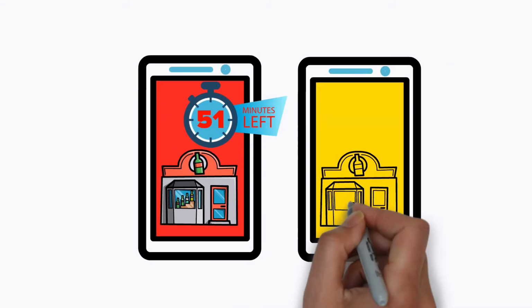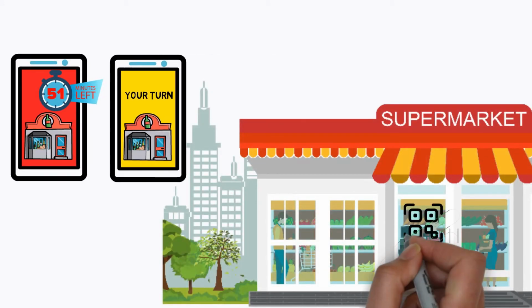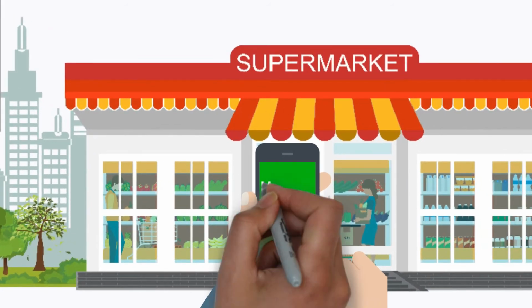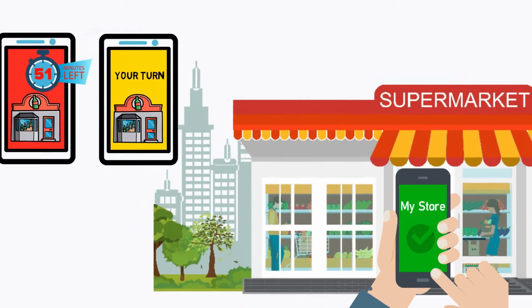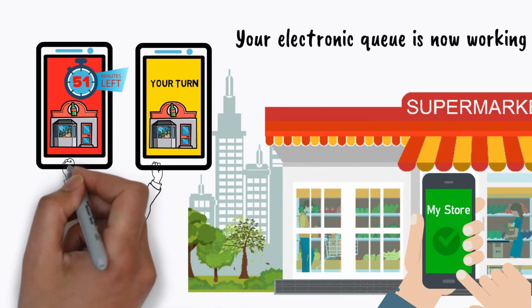When their turn comes, the screen turns to yellow and your customer will scan the QR code displayed at your entrance to confirm their turn. You can confirm by seeing your shop name on the customer's Qzap screen. Your electronic queue is now working. You proceed to service your customer.